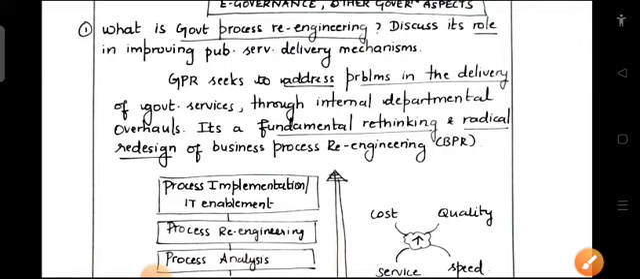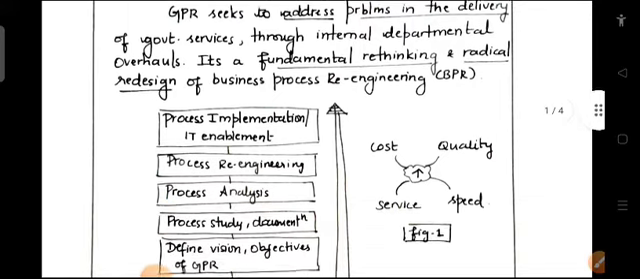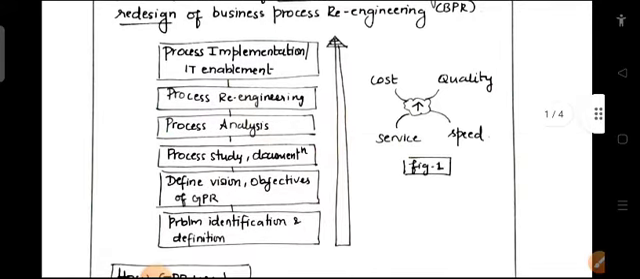It is a fundamental rethinking and radical redesign of business process reengineering. So basically, we have all heard about BPR, business process reengineering. The GPR is nothing but a radical redesigning. They redesigned the BPR process slightly and we made the GPR. Why did we make this? To solve the laxity in delivery of government services. So let us look into how it works basically.